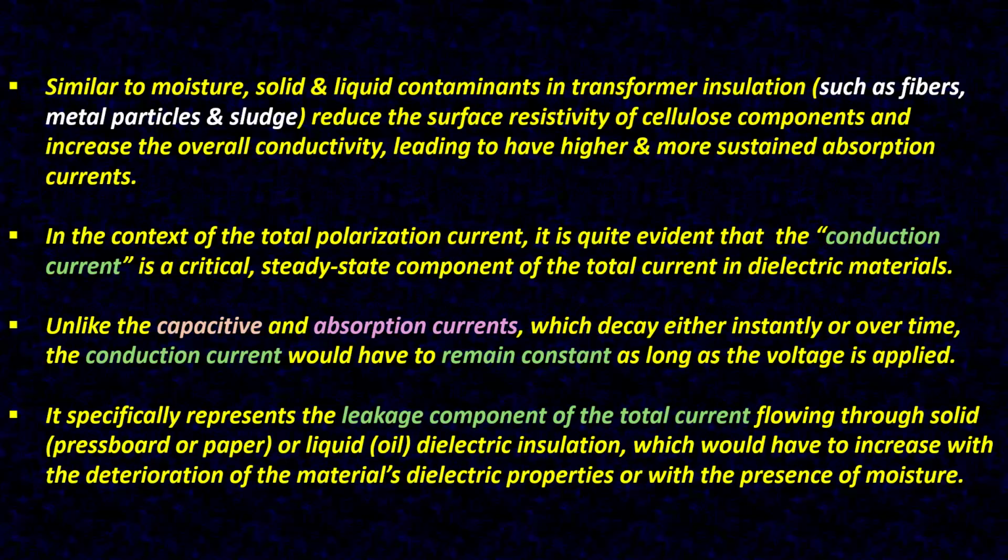Similar to moisture, solid and liquid contaminants in transformer insulation such as fibers, metal particles, and sludge reduce the surface resistivity of cellulose components and increase the overall conductivity, leading to higher and more sustained absorption currents.